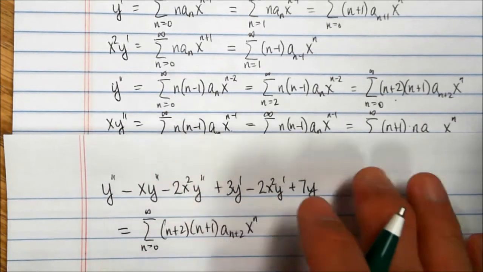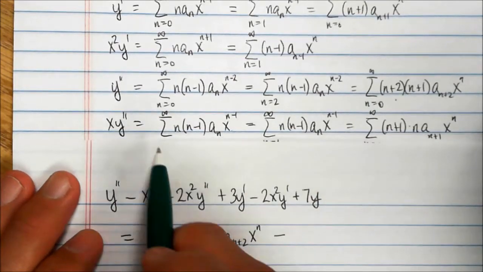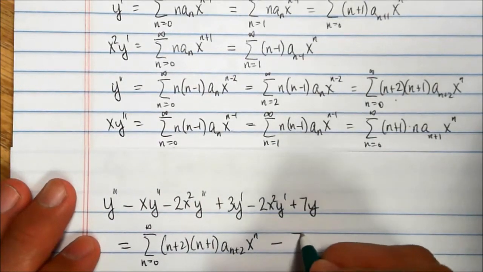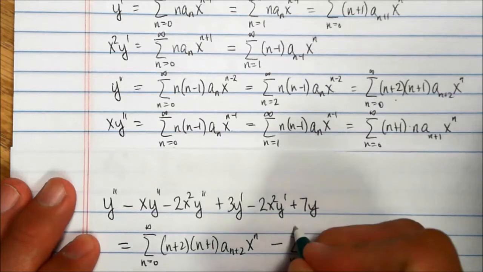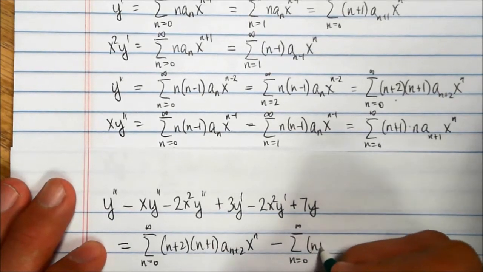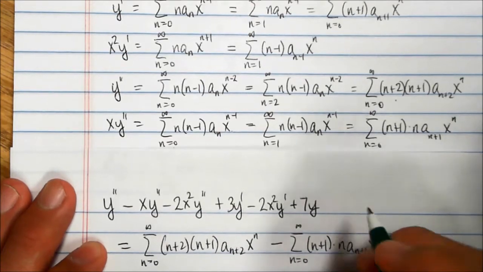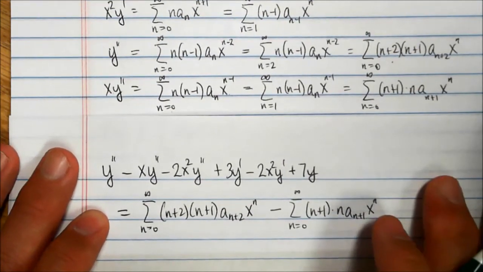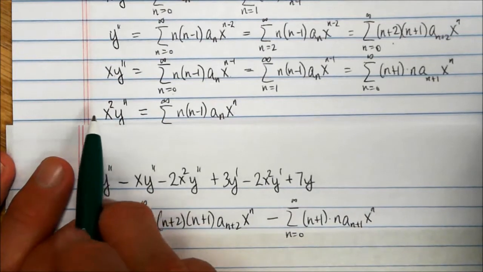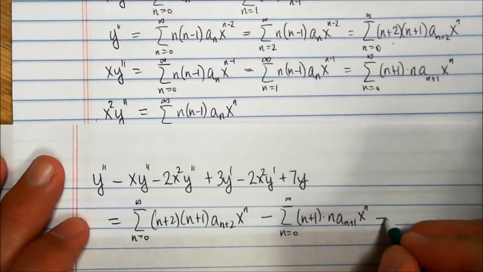Then we have minus x times y double prime, so minus summation n equals 0 to infinity n plus 1 times n times a sub n plus 1 x to the n. Then we have minus 2x squared y double prime, so minus 2.